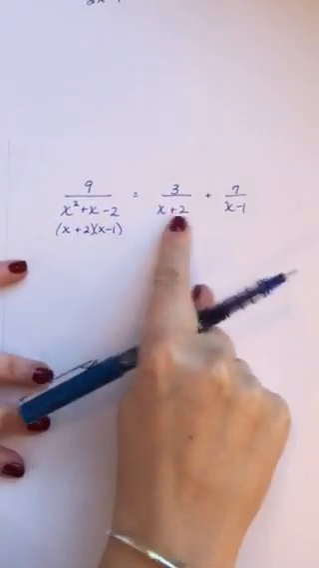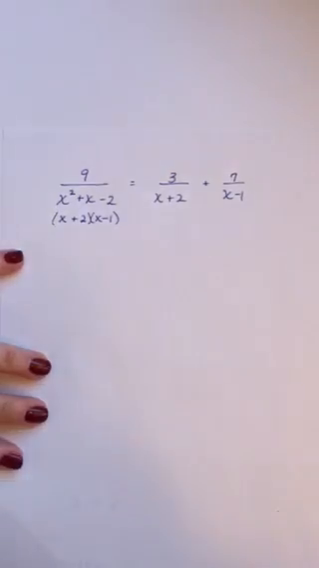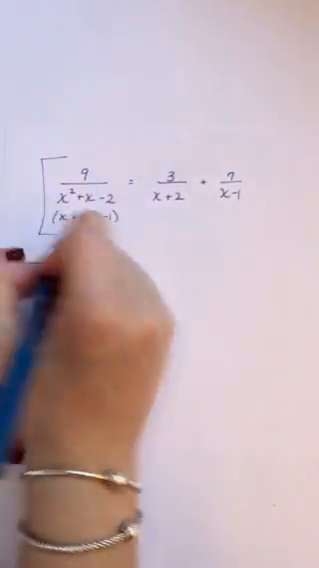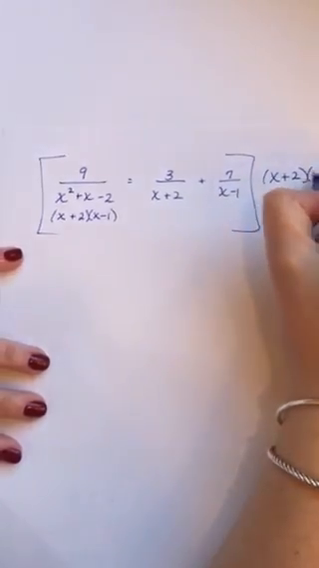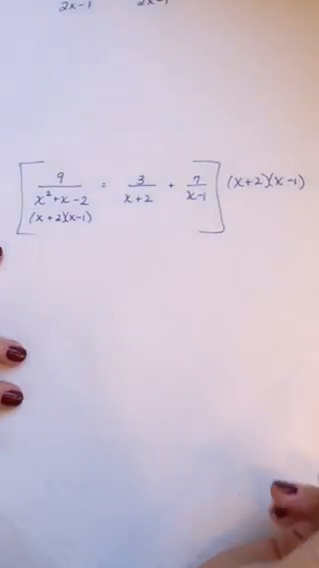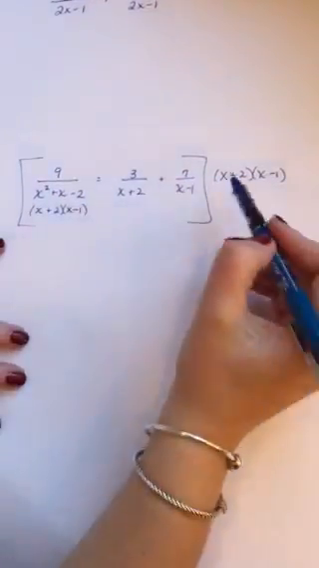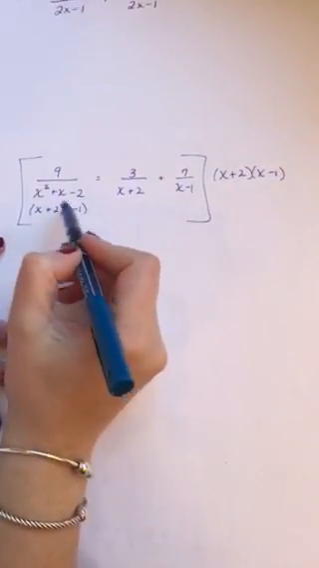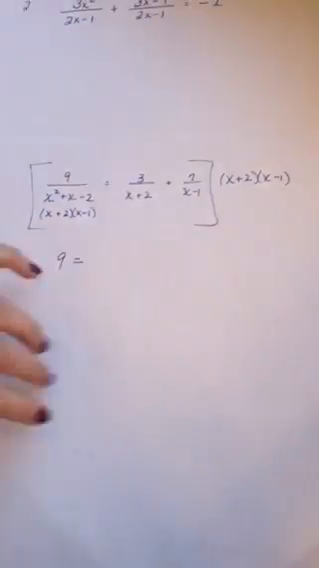And now I want to look at all three denominators and see what I can multiply by so that all of them cancel out. If I multiply this entire equation by an x plus 2 and an x minus 1, every denominator will cancel out. Okay, so now when I take those two quantities and multiply them to the first fraction, both of those are going to cancel with my denominator. I'll be left with a 9 equals.